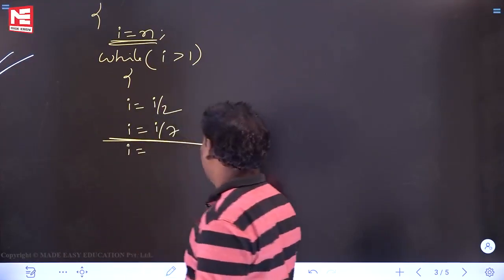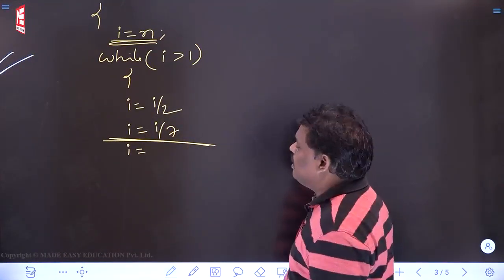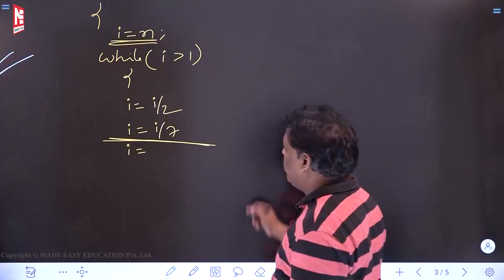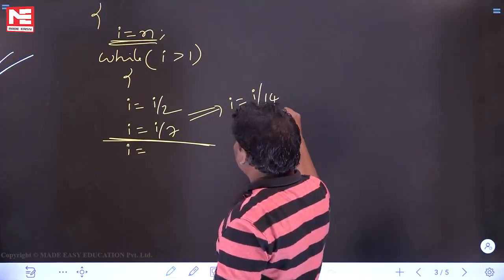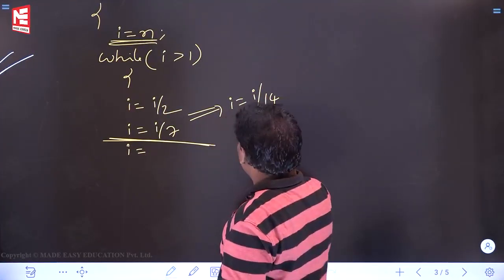What is the answer until now? Always I is decrementing by 2. Afterward decrementing by 7. Overall answer, what is the answer? I is equal to I by 14. Because already by 2, again by 7, so by 14.